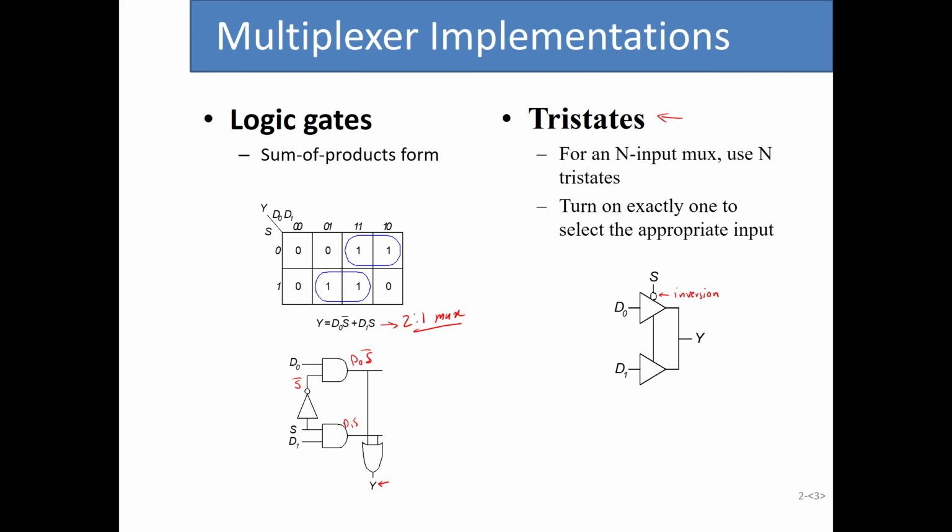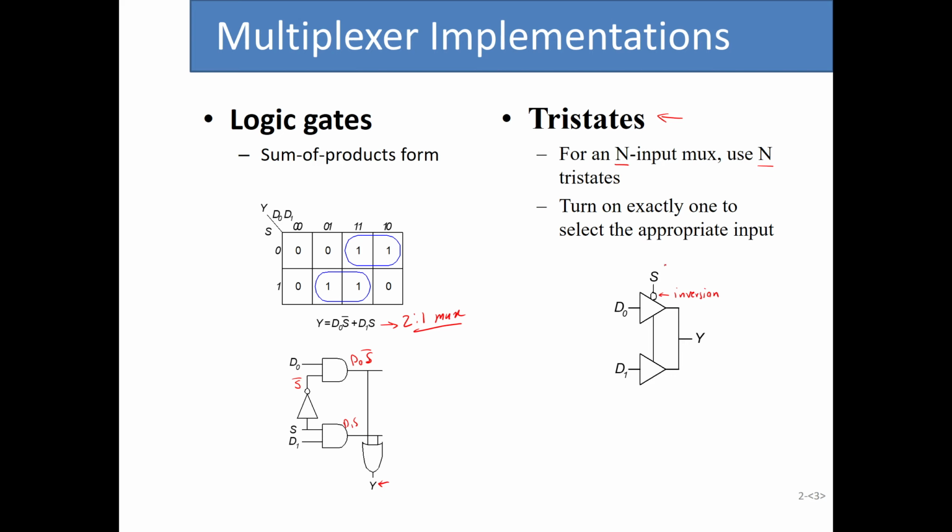And as you can see, this way of implementation is going to be much simpler than using the Karnaugh maps. Why? Because let's say if you want to have n inputs, we only need to use n tri-state buffers.